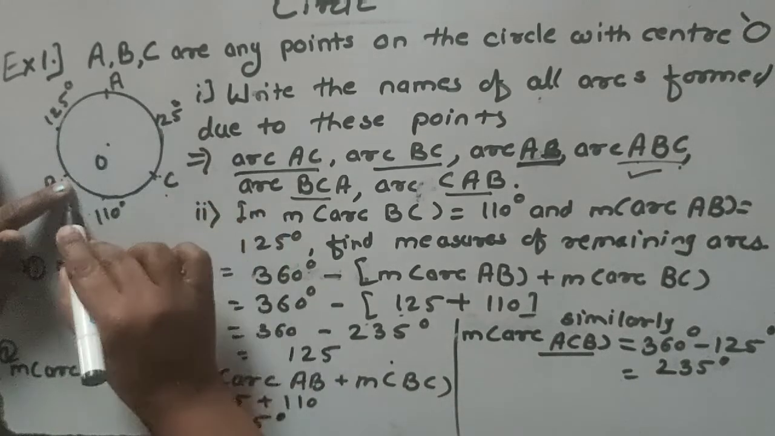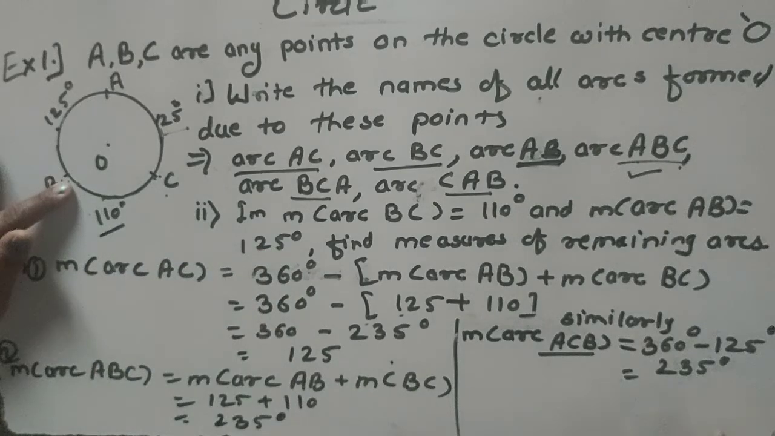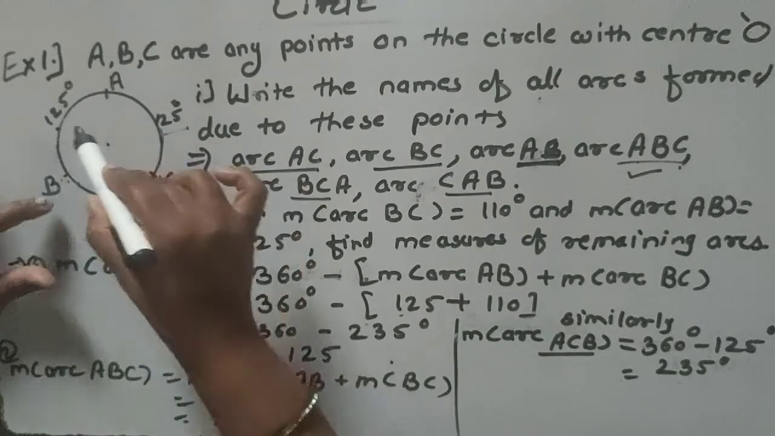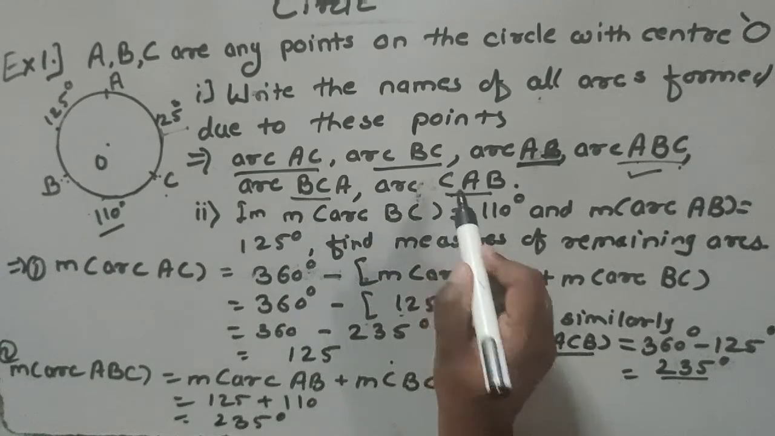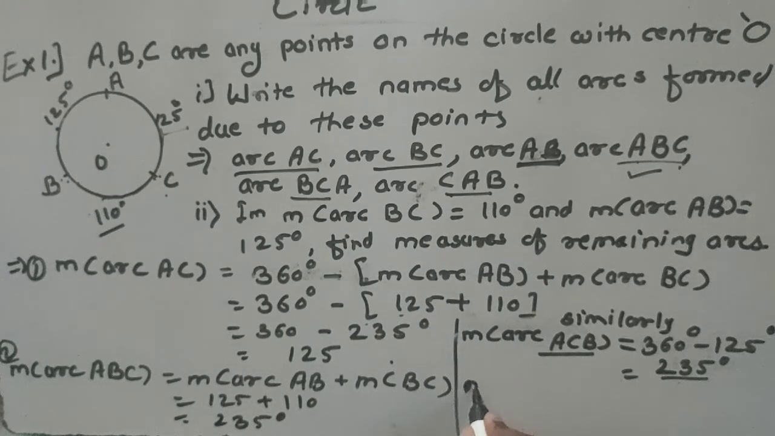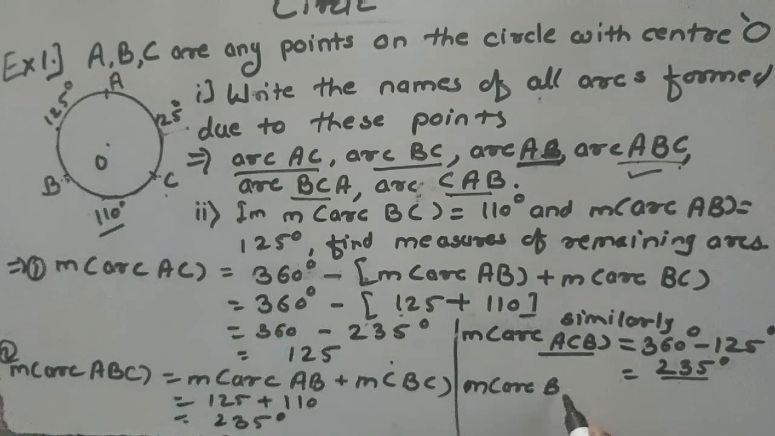So the sum of both is 125 plus this, which is also 235. Otherwise, you just subtract 360 minus 125 and you get 235. You can solve it both ways. Afterwards, last, we will find the measure of arc BAC.